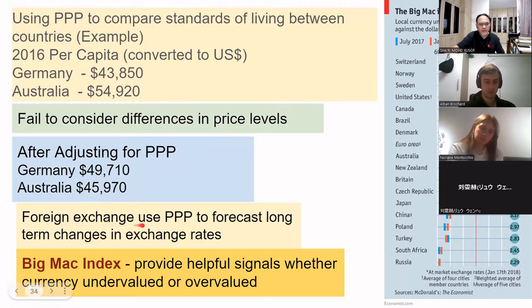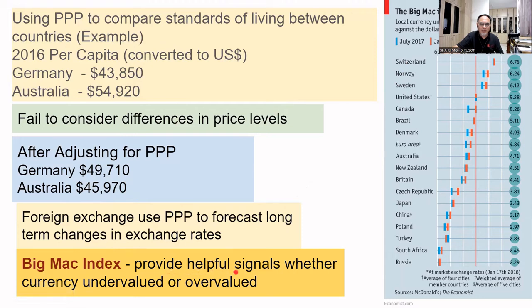Of course, foreign exchanges use PPP to forecast long-term changes in exchange rates. I do not know whether you have heard of this Big Mac Index. Have you heard of the Big Mac Index? Yeah, I've got hold of one example here. It actually provides helpful signals whether a currency is undervalued or overvalued. It's just indicative, not exact.